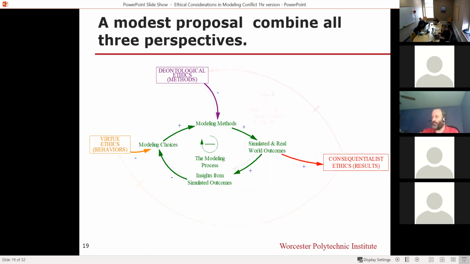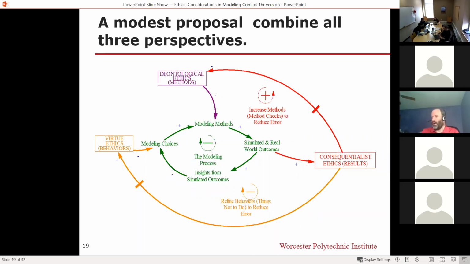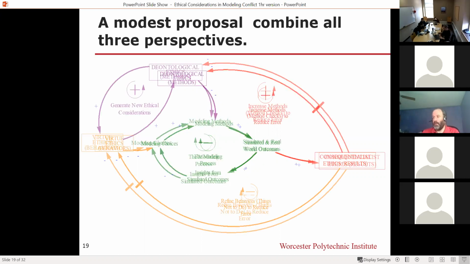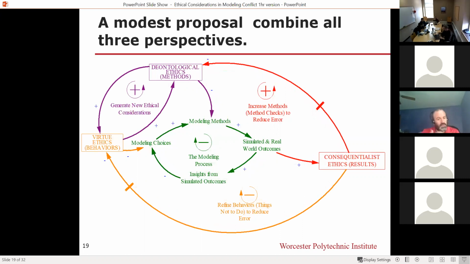And all of these have influences into the feedback, but they themselves are connected. As you see consequences result, there should be a feedback loop to close the loop up to deontological ethics. We didn't have the right rule here that prevented an unethical outcome. How do we close that loop? Likewise, how do we close the loop of refining behaviors, things not to do, to reduce error in the person doing the modeling? And the two themselves have a feedback loop of generating new ethical considerations, right?